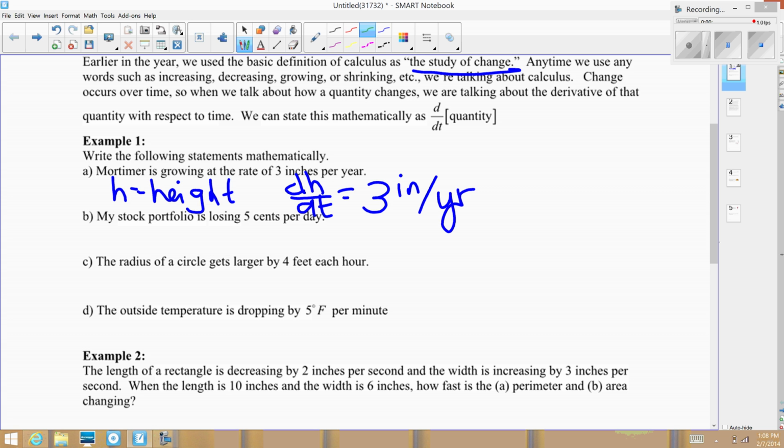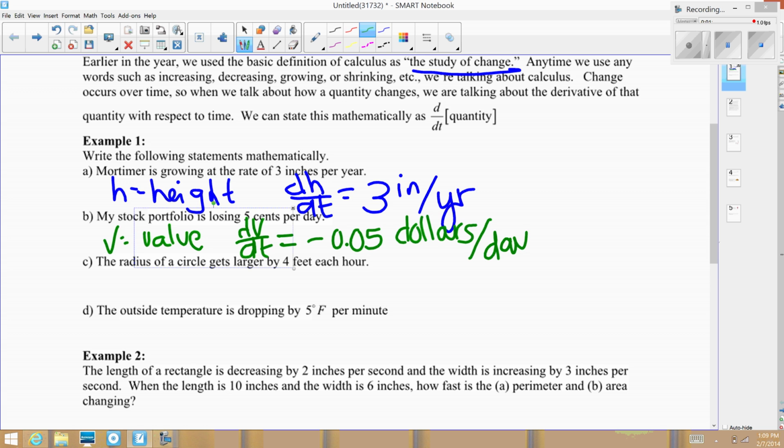Okay, if we're looking at my stock portfolio is losing 5 cents per day. So we could maybe say V is the value. So the rate that the value of my stock is changing, it's losing 5 cents per day. Now we normally don't talk about cents, so I'm going to write it in dollars. So I'm losing, okay, that many dollars per day.